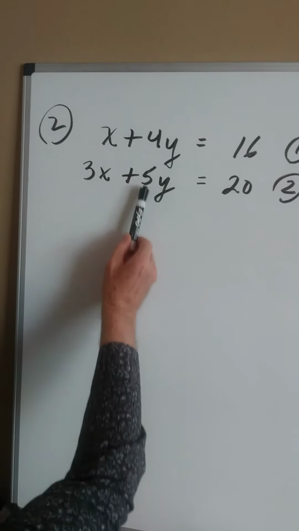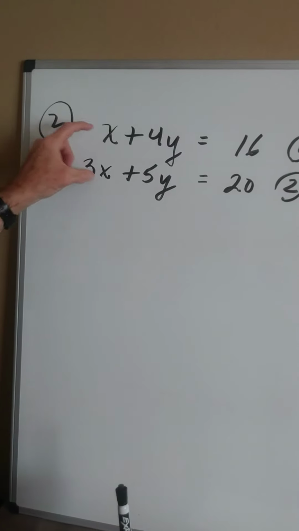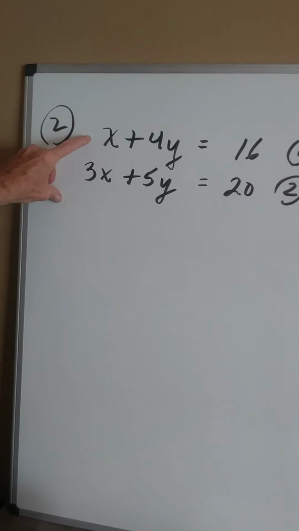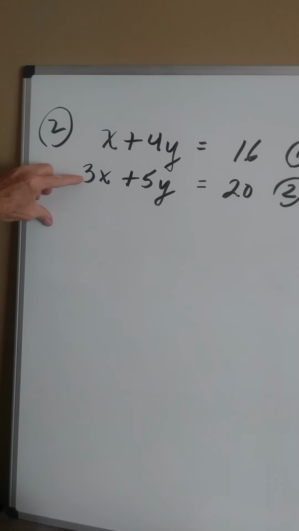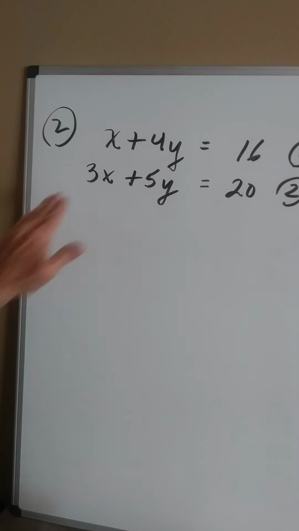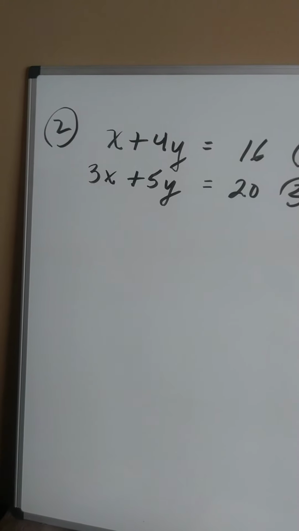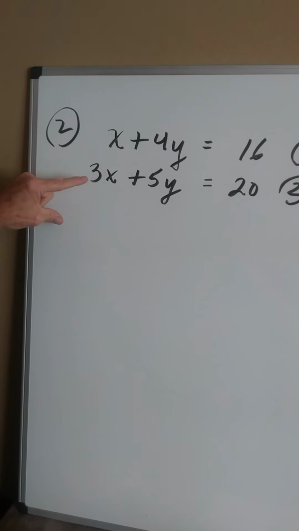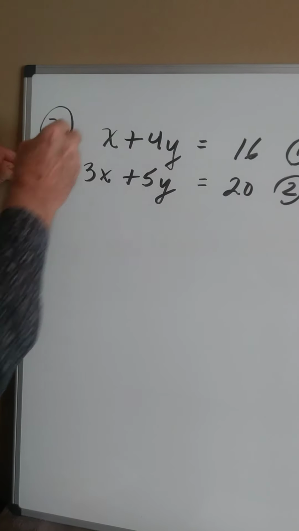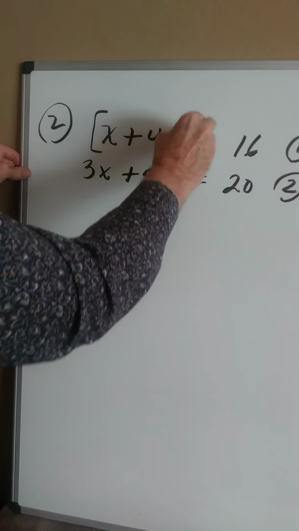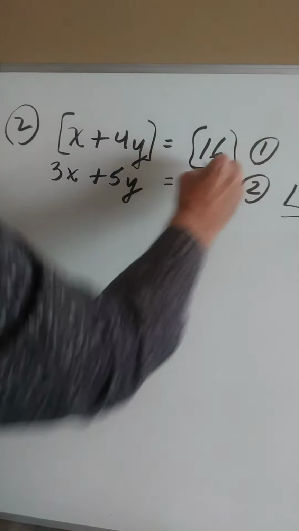This would require more work to get rid of the y's than to get rid of the x's, because the LCD between 1 and 3 is 3, and he's already 3. So we're going to eliminate the x's because there'll be less work. Let equation number 2 stay as it is. Go up to equation number 1 and tuck the left-hand side and the right-hand side.